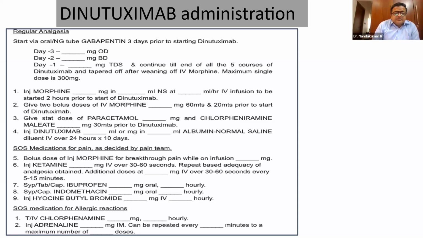cycles. Now, if pain doesn't control with all these morphine and gabapentin and of course paracetamol, then you might have to escalate into other drugs. The other drugs which are used are ketamine and indomethacin, or other NSAIDs can also be used.